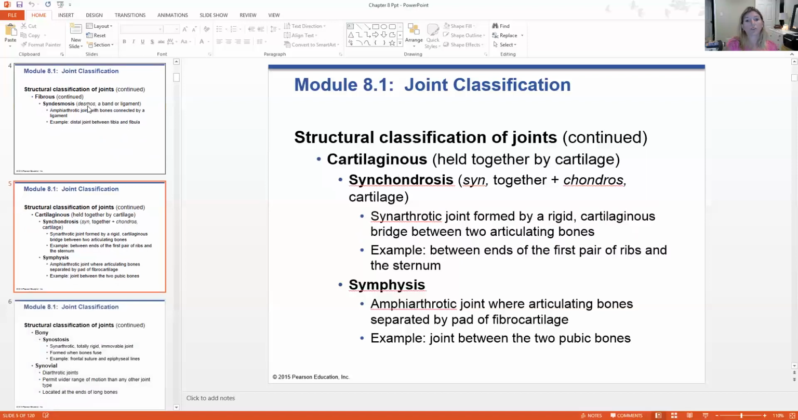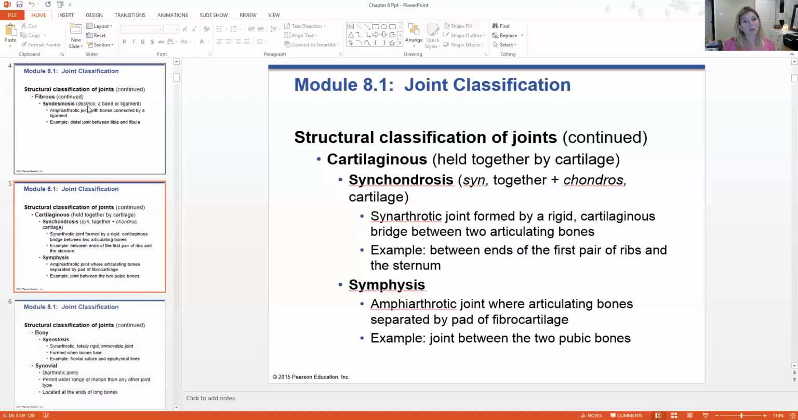Our joints can also be cartilaginous. So we had fibrous, and now we're adding cartilaginous. Cartilaginous joints are held together by cartilage. A synchondrosis is another synarthrotic joint, and this is formed from the cartilaginous bridge between articulating bones. So this would be like the ribs and the sternum. Where our ribs come in and connect with the sternum, there's cartilage there.